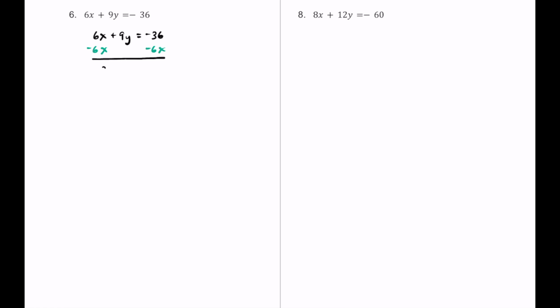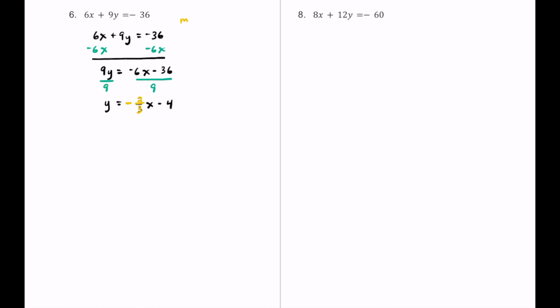If we do that, we're going to have 9y is equal to negative 6x minus 36. Then we can go ahead and divide both sides by 9. And then we're going to get 1y, or just y. Negative 6 over 9, if we simplify that, is going to be negative 2/3 x. And then negative 36 divided by positive 9 is going to be negative 4. Our slope here is going to be negative 2/3.